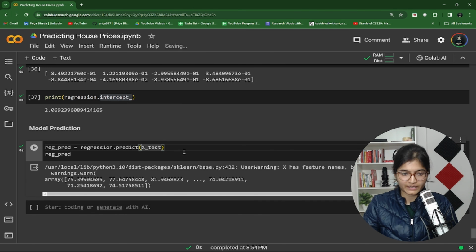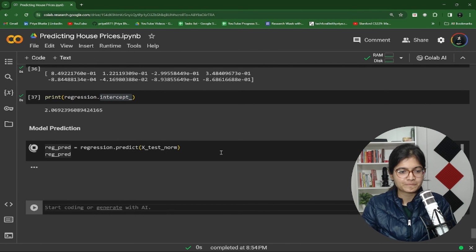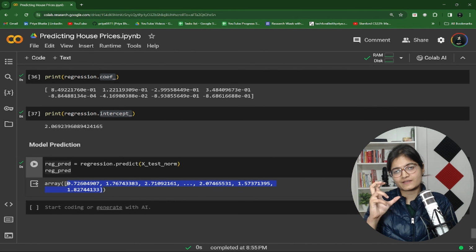One thing which I have done wrong is my test set is X_test_norm, if you remember. We have taken the normalized data, so let me update this. I think now it is fine, right? So we will be able to get the predictions, which is the price of a house, which we will be able to get there.